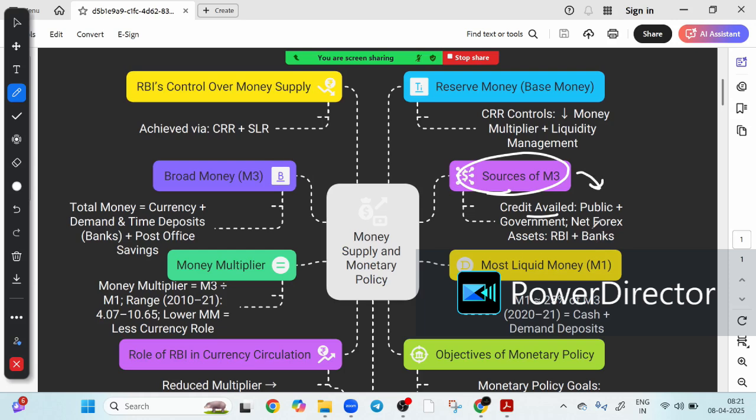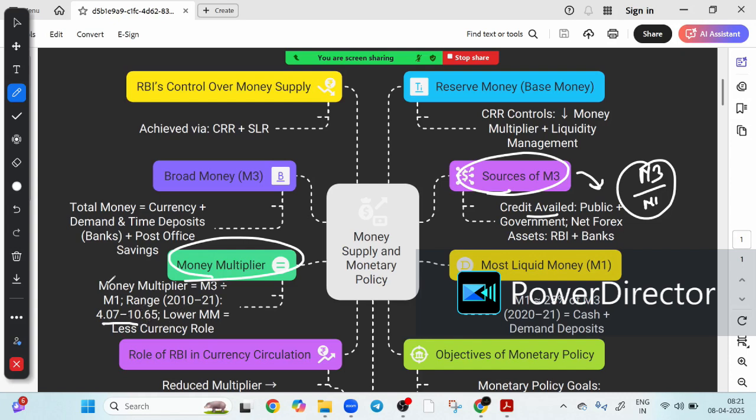Now a critical player here is the money multiplier. Do you know about this money multiplier? Very, very important. The money multiplier tells us how much money gets created from 1 unit of reserve. That is M3 upon M1. It tells us how much money gets created from a unit of reserve, and a higher multiplier simply means more lending. From 2020 to 2021, it ranged between 4.07 and 10.65.